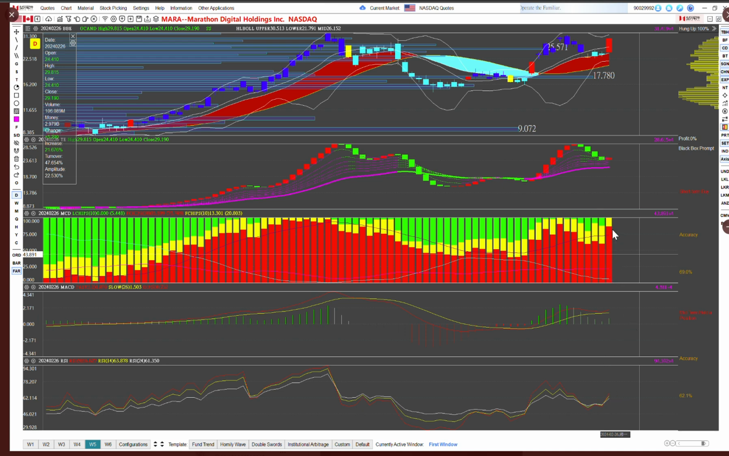Whale data, looks like there's a lot more whale presence. Retail is basically very minuscule here. Inflow is starting to come. You got a buy signal, right?